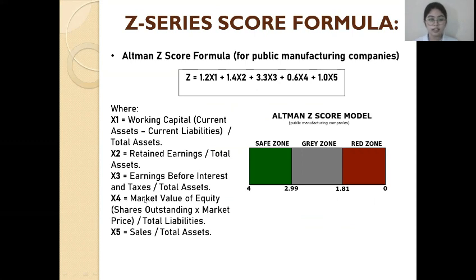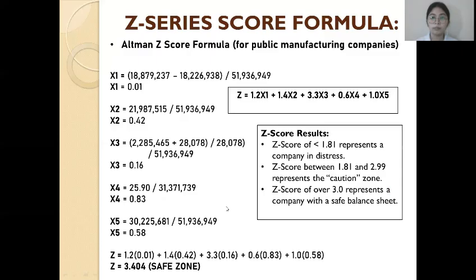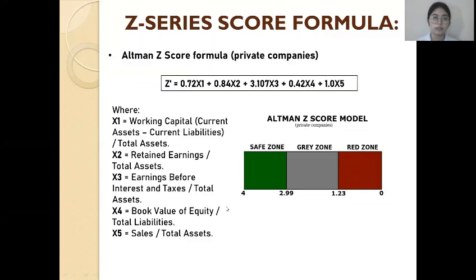So as you can see here, it is calculated by getting the market value of equity, while in the private manufacturing companies, it is calculated by getting the book value of equity. So to get the book value of equity, we need to look for the total assets minus total liabilities. Also, it has its own interpretation of Z-score. If it is below 1.23, meaning that the company is in the red zone or distress zone, between 1.23 and 2.99, the company is in the gray zone, and if it is more than 2.99, the company is in the safe zone.